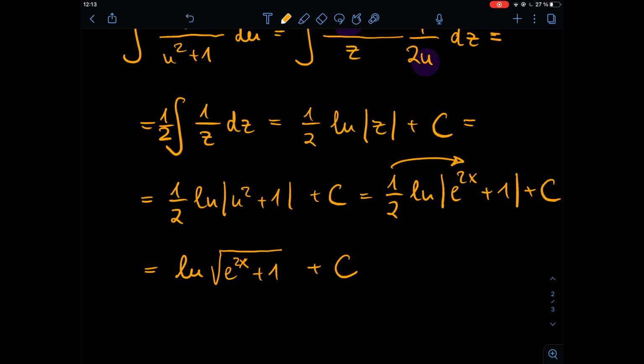So as you could see, you need to put a little bit of thinking into this with the two substitutions, but in the end it turns out to be quite a cool and simple integral.